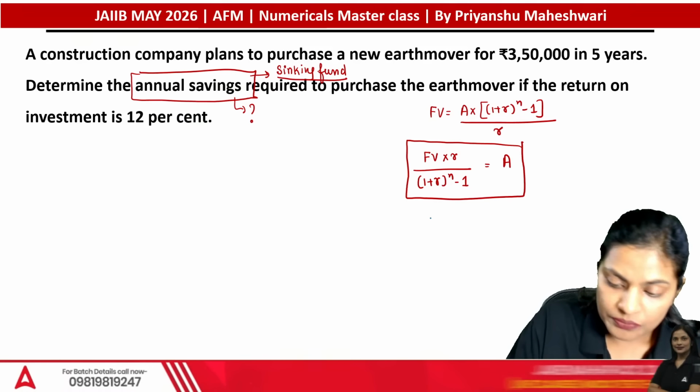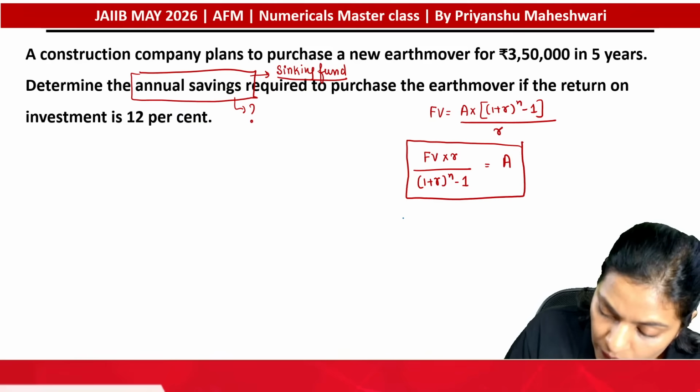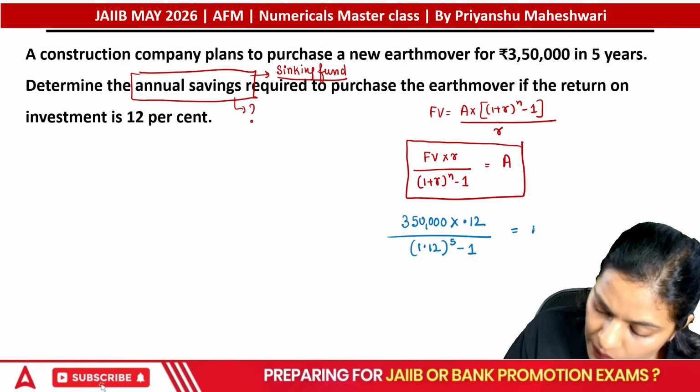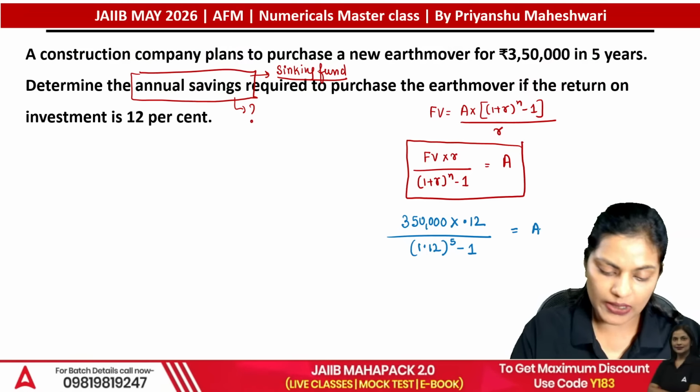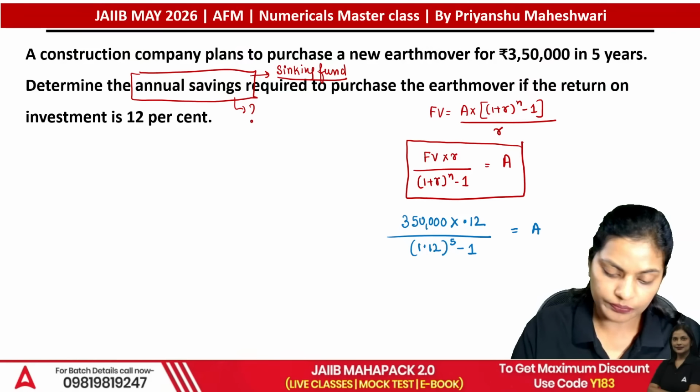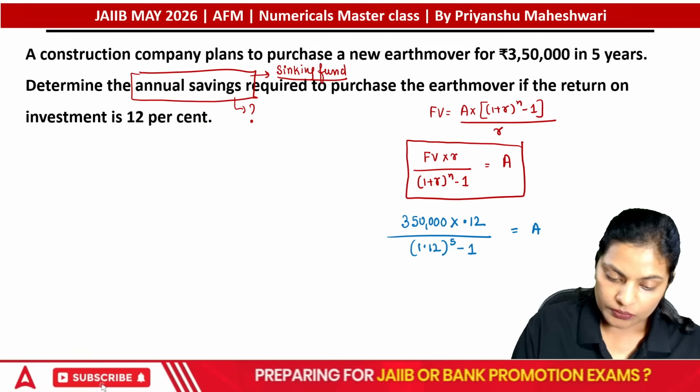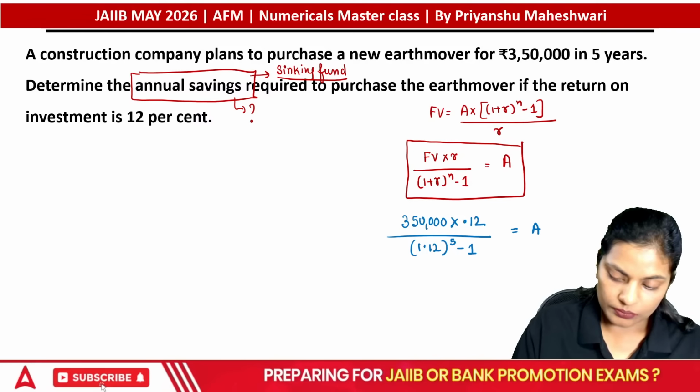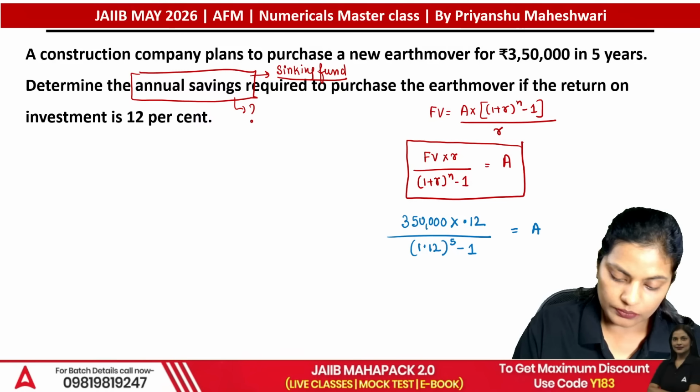to 7 hours. Now we know the future value 3,50,000. What is the rate? 0.12. 1.12 power 5 minus 1 will give you annuity amount. Correct? Now I think you can solve it. So the answer is coming as 55,093.41. That's my annual saving if I want 3,50,000 in 5 years.